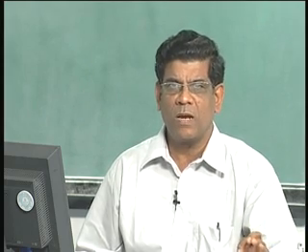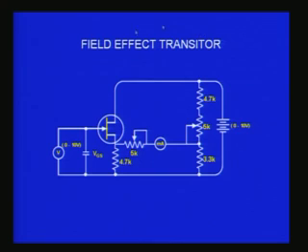Therefore one of the good examples of the application of a field effect transistor is a very simple voltmeter made out of an FET amplifier. That is what I have been showing to you. Now what you want to see is that I have a potentiometer here. This potentiometer is actually used for controlling the zero of the milliammeter.